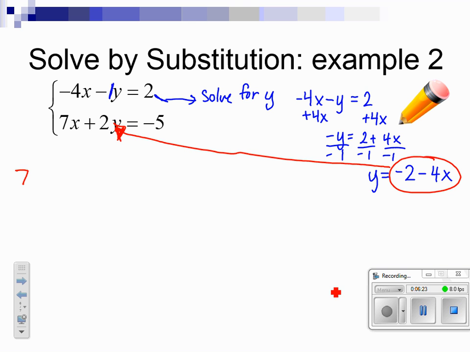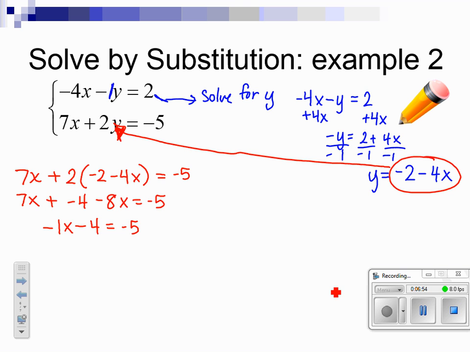So that's the substitution method. 7x plus 2 times (negative 2 minus 4x) equals negative 5. I replace it. The y is not there anymore. Remember, when we substitute, we replace. And then I go ahead and solve for x. So 7x minus 4 minus 8x equals negative 5. 7x minus 8x is negative 1x, minus 4 equals negative 5. Add 4 to both sides. I get negative 1x equals negative 1. Divide by negative 1 on both sides, and I get x equals 1.